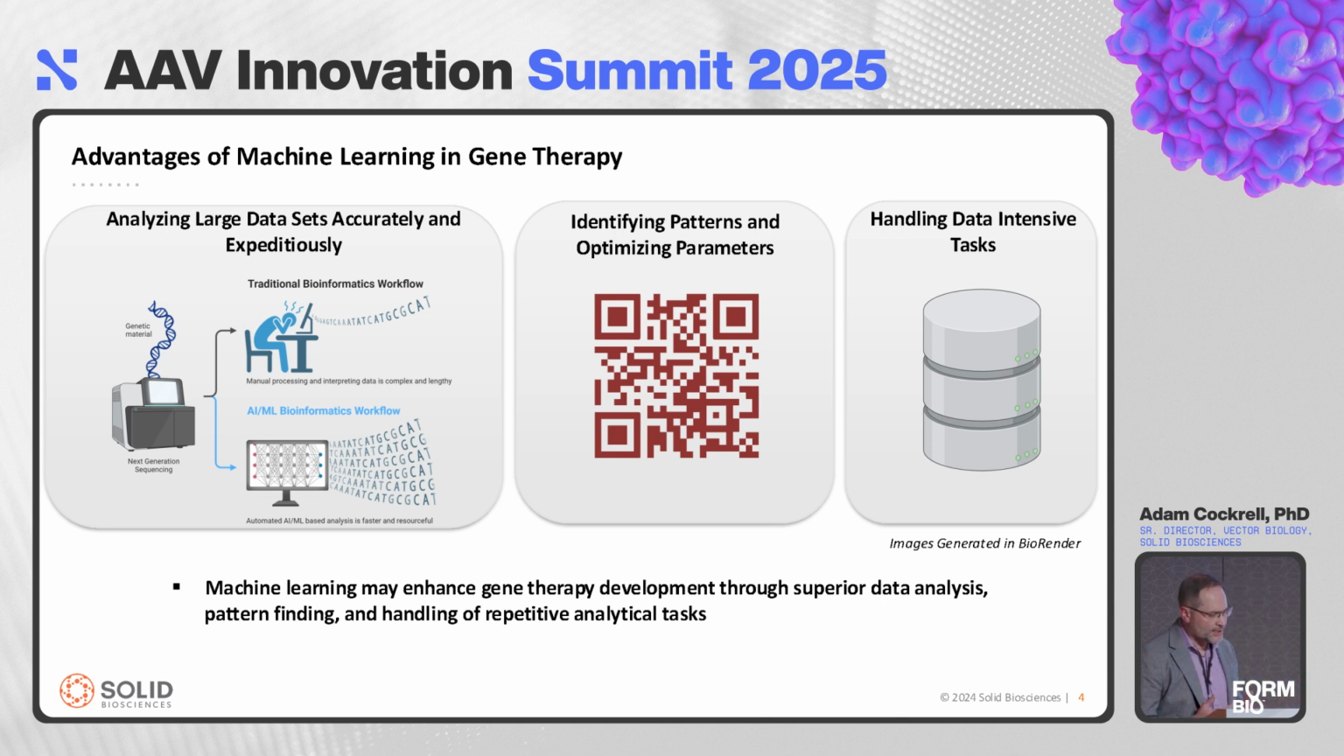So what are the advantages of machine learning? I am by no means an expert in AI and machine learning. Please, I refer you to the FormBio experts for this. But I'll briefly touch on it, and that's analyzing large data sets, as I think we're all aware. We always see these little squiggly lines, and it's like a black box. You put something in and something comes out the other side, and it's the something going in and the something coming out that we're really interested in. But the magic happens in that black box that I don't understand, and maybe a lot of us don't quite understand. But this does allow us to identify patterns and optimize various parameters, and handle large data-intensive tasks.